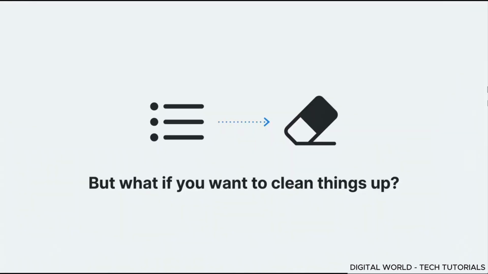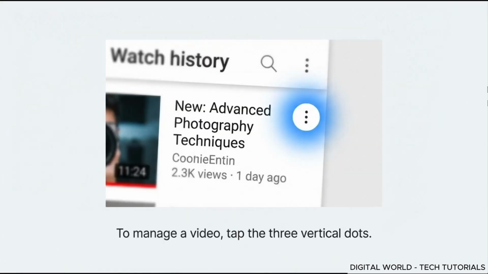But what if you want to clean the history, or if you want to delete a specific video from your history? No problem, you just need to click on the 3 vertical dots on the video that you watched and you want to remove, and then from the pop-up menu you just need to press remove from watch history, and that's it, that video will be removed.